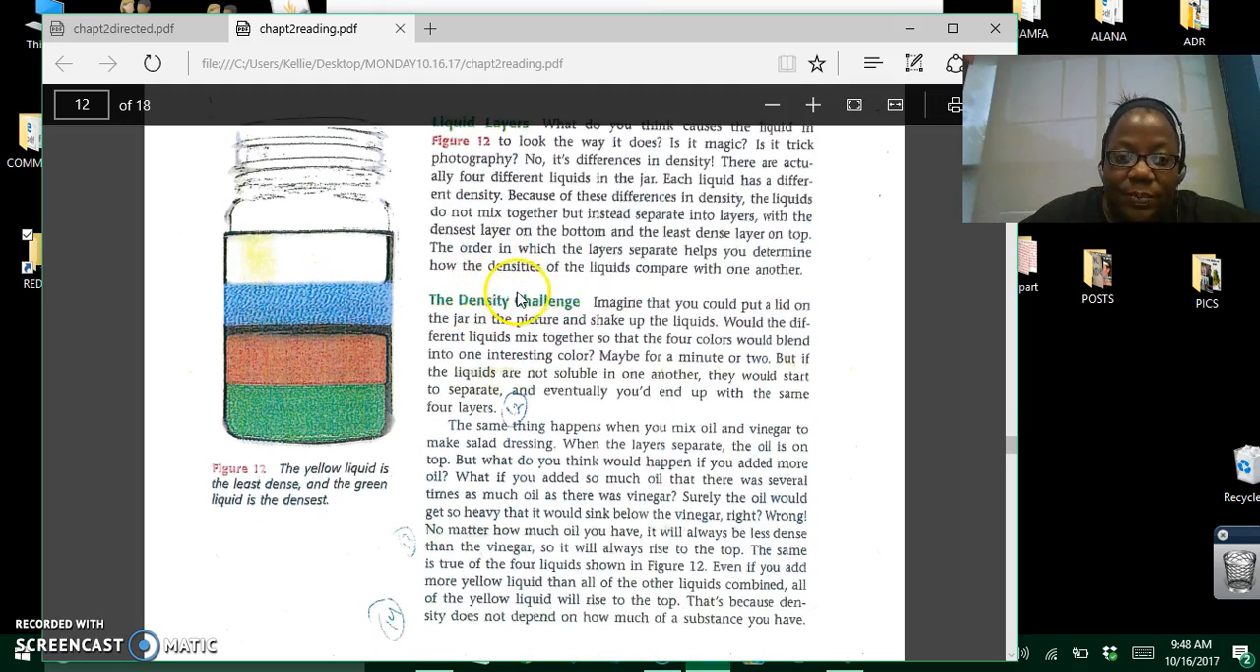The density challenge. Imagine that you could put a lid on the jar in the picture and shake the liquids. Would the different liquids mix together so that the 4 colors would blend to one interesting color? Maybe for a minute or two, but if the liquids are not soluble in one another, they would start to separate, and eventually you'd end up with the same 4 layers. So basically this is saying you can tip it, shake it a little bit, and if they're not soluble, which means they're unable to mix with each other, then eventually the layers will start to separate again. So with these 4 liquids, completely they would separate.